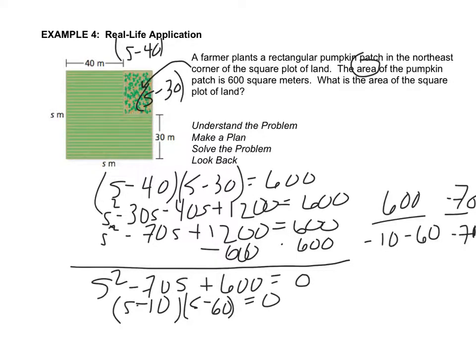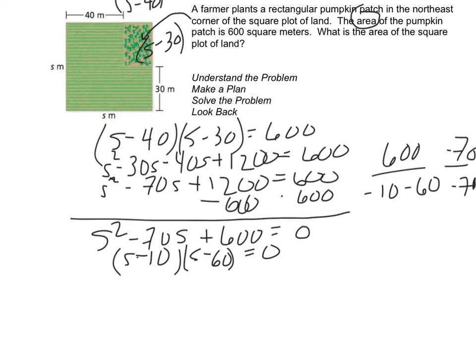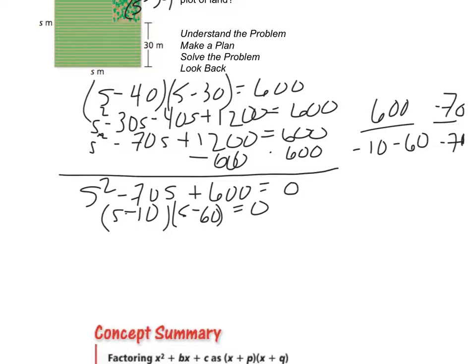So that gives me the look for that, where I can now use the zero product rule to figure out what the S values are. If I look at this, that would tell me that S minus 10 equals 0 and S minus 60 equals 0 would make this equation work. So by solving this, I get S equals 10, I get S equals 60.